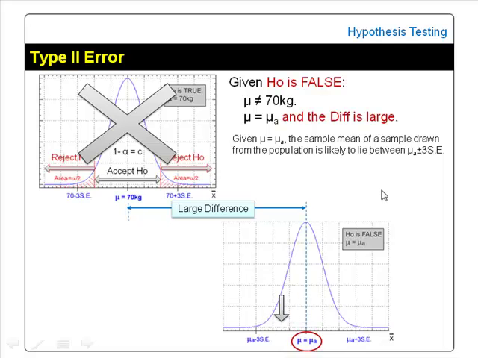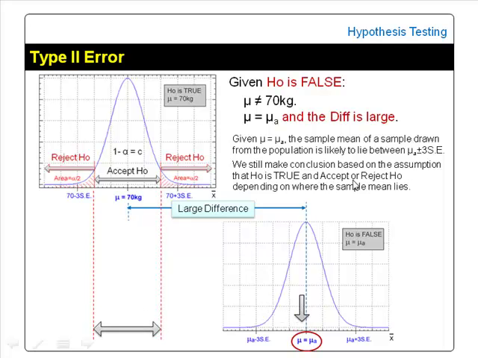However, we still make conclusion based on the assumption that the null hypothesis is true. That is, we will accept the null hypothesis if the sample mean of the sample drawn from the population falls between the two critical regions. Otherwise, we would reject the null hypothesis.